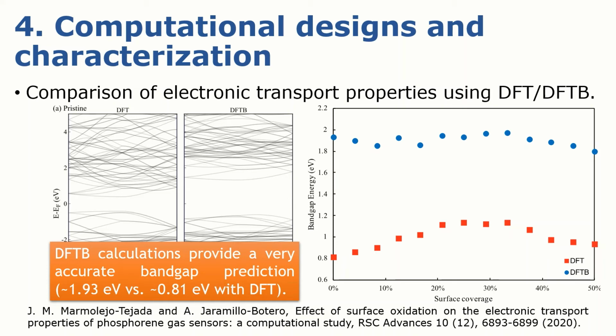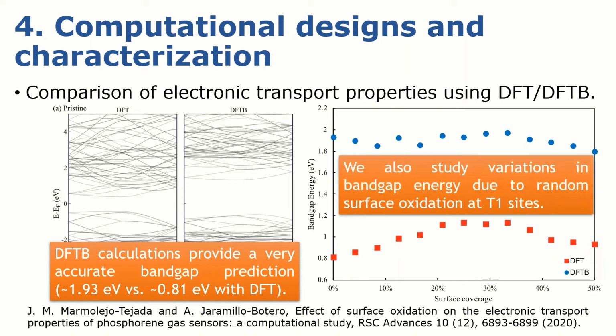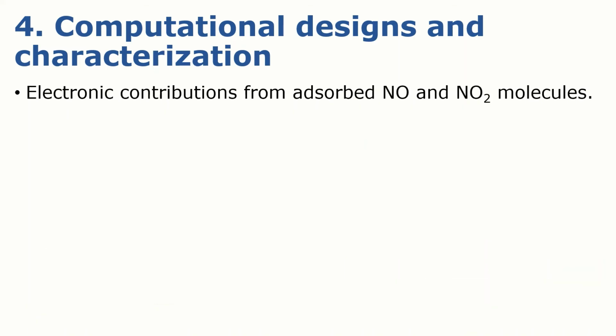With DFT, we saw an initial monotonic increase in the system's bandgap energy that later becomes lower and becomes indirect at larger concentrations, while DFTB shows small variations that are still close to the pristine case.